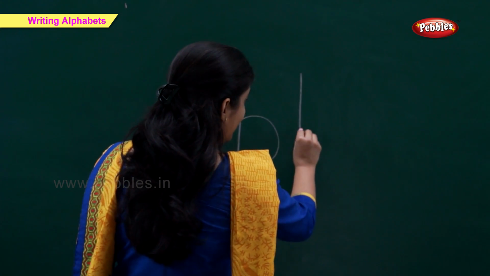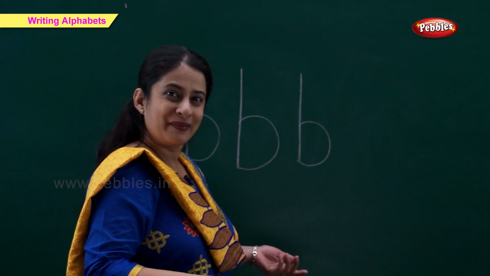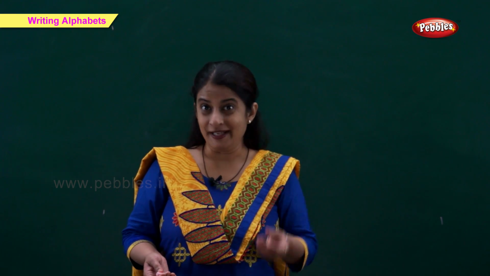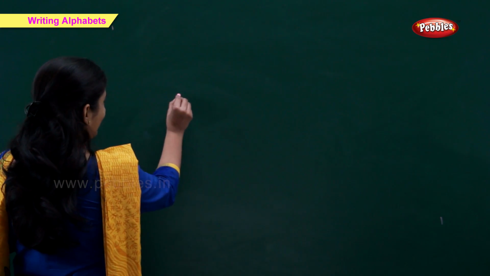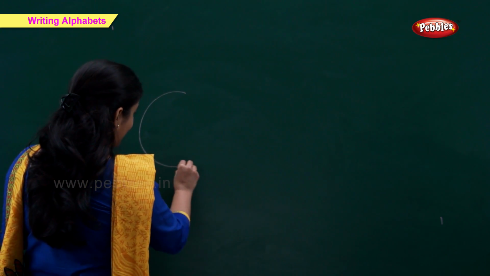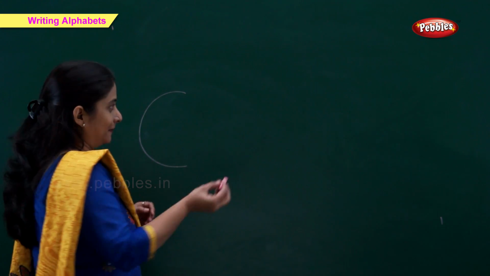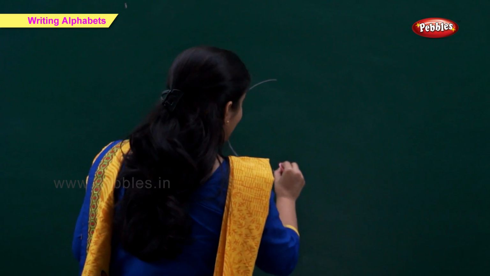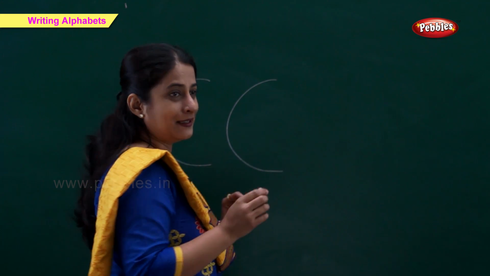Again, a standing line and a curve makes small b. Let's write a small c. A simple curve makes small c.